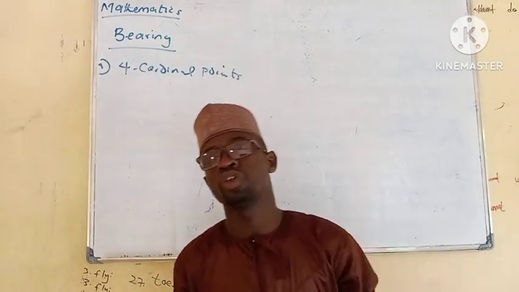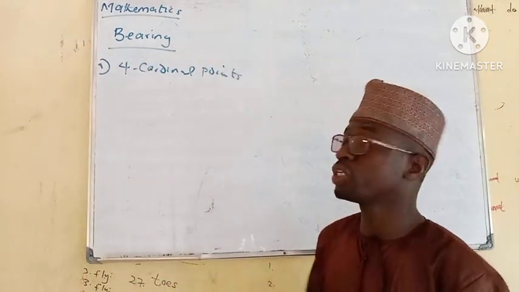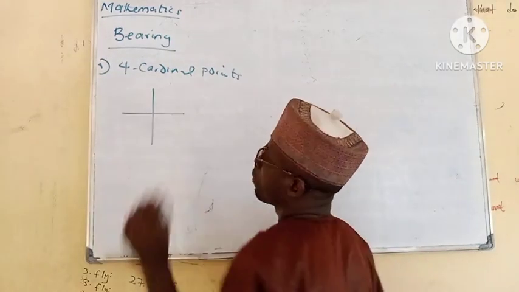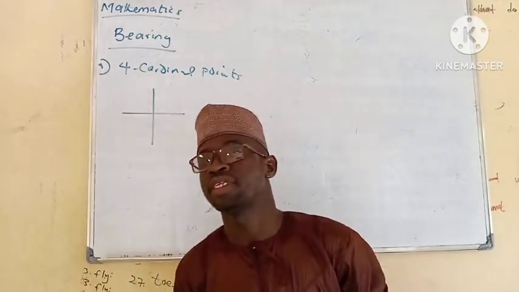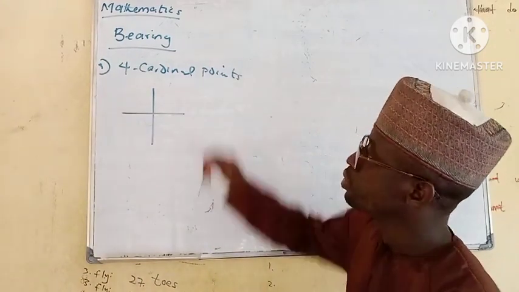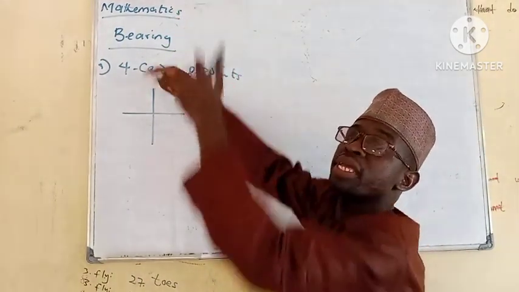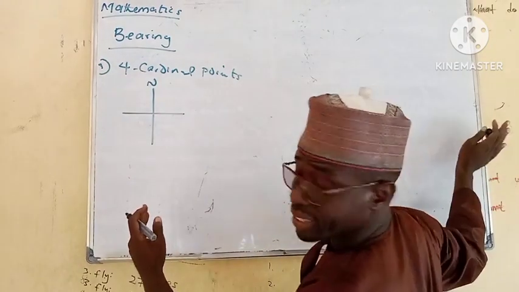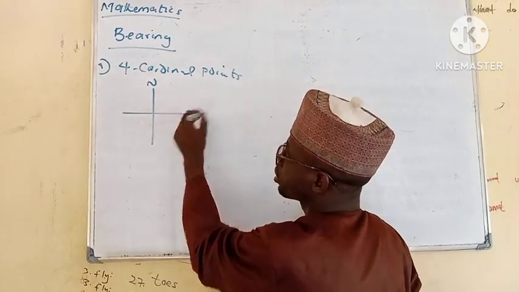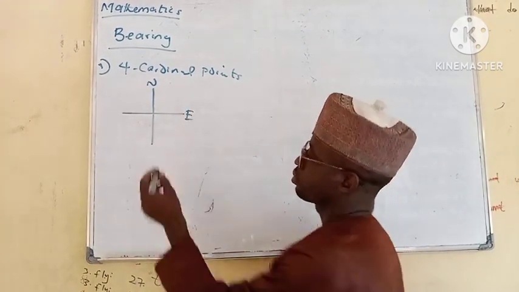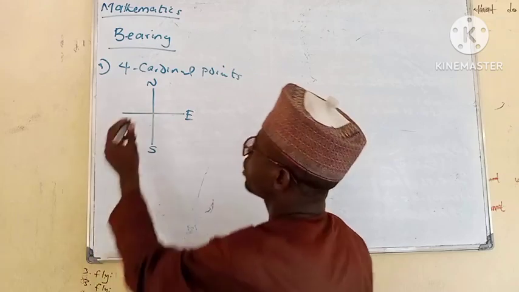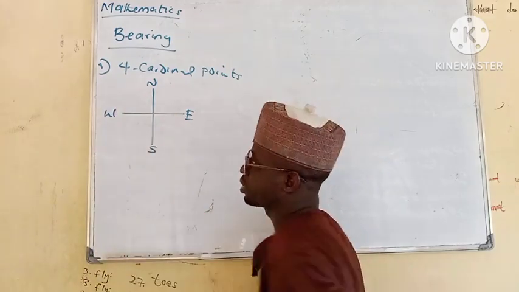This one is not that complex. It is just simple. It's just 4 points: up, down, left, and right. In the 4 cardinal points, as you are seeing, this one that is looking up is the north. While this one on the right is east. This one down is south, and this one on the left is west.